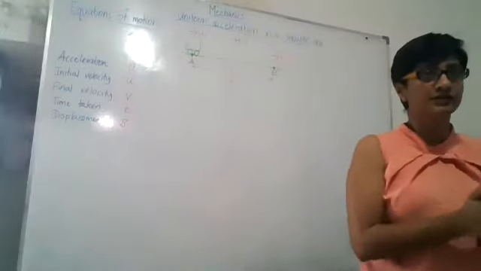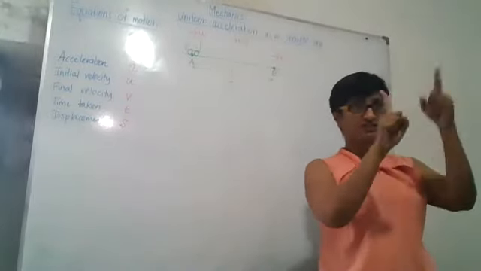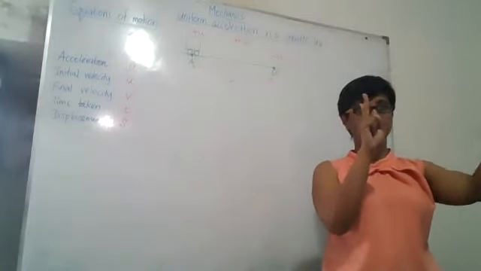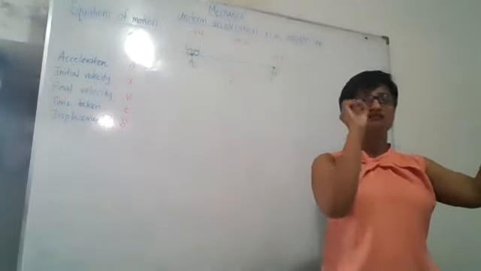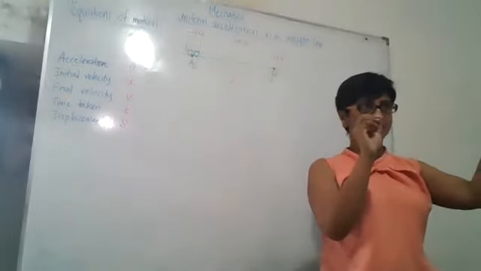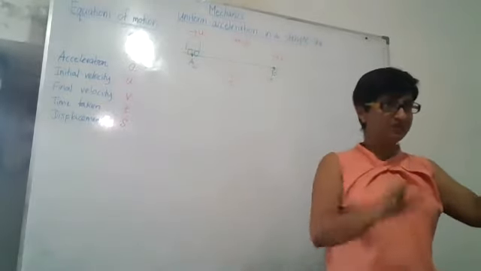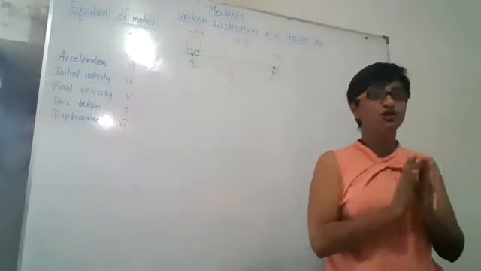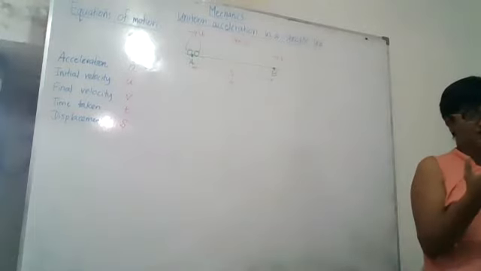We are only looking at objects that are moving in a straight line. First condition, they have to be moving in a straight line. Second condition, they have to be moving with a constant acceleration. One fixed acceleration. If it is 5 meters per second squared, it must be 5 meters per second squared throughout, without any change. Constant acceleration, okay? And you have to know what acceleration means.